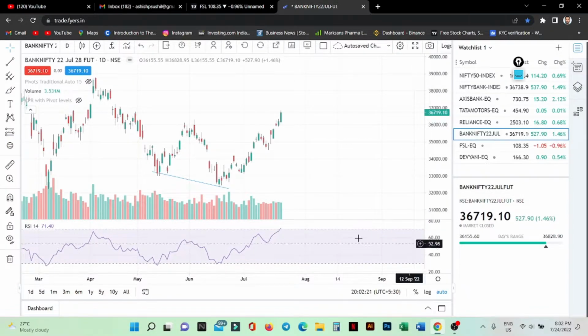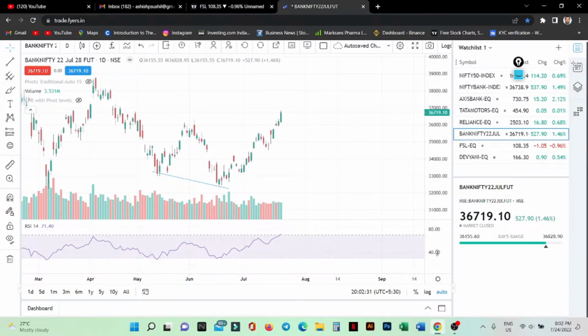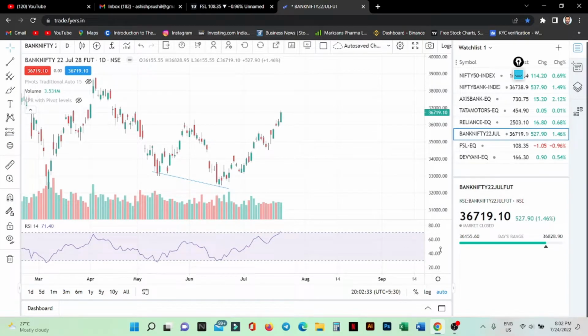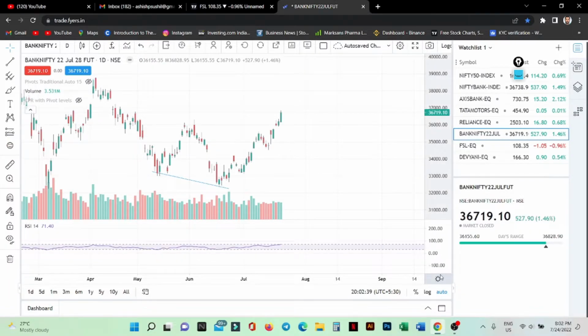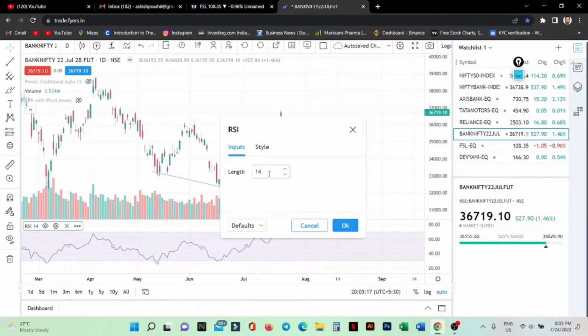And you can see RSI. It's like a signal line that goes up and down according to the market's movement. And you can see on the right-hand side there is a scale starting from 0 to 100. Mostly we set the length as 14 because it's more accurate when compared to others.